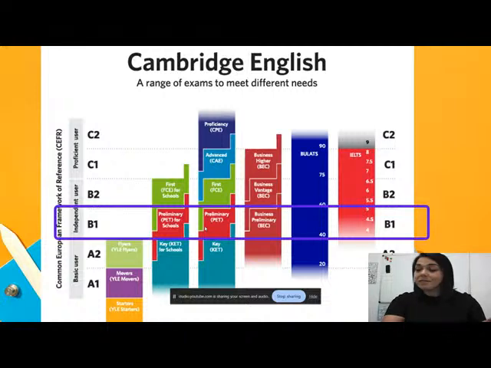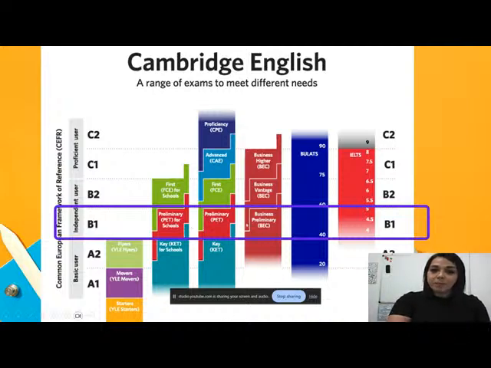Whereas the PET, the regular PET that we're focusing on today, is normally aimed at adults or at least older learners, because you will encounter questions about work, about studying, about future plans.